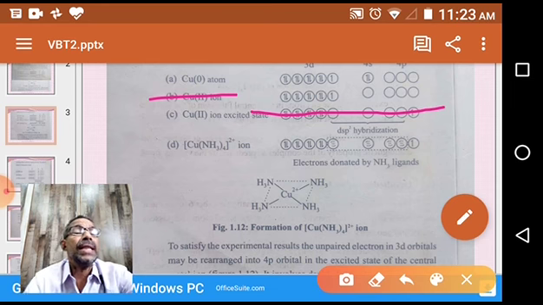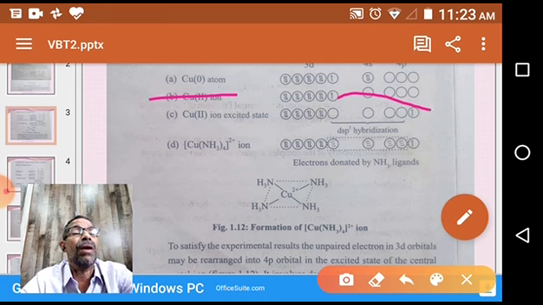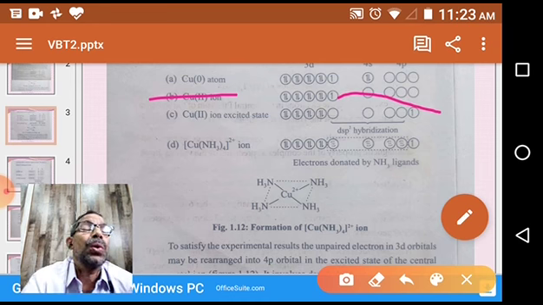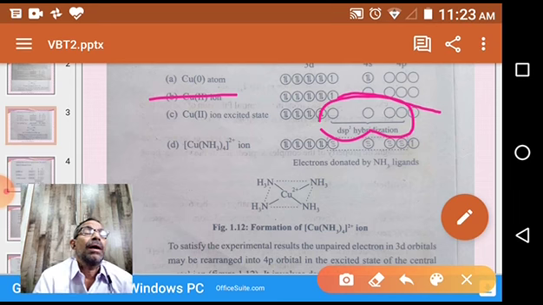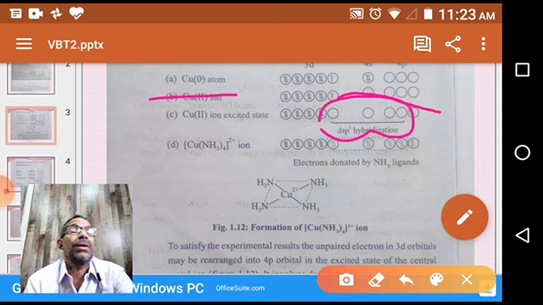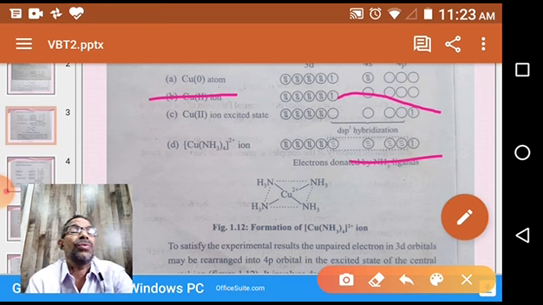In the excited state, this electron moves from here to the p orbital. So in this excited state, a d orbital is available for hybridization. One d orbital, one s orbital and 2 p orbitals mix, undergoing hybridization. After hybridization, we get 4 dsp2 orbitals. So these are the 4 dsp2 orbitals, 1 2 3 4.